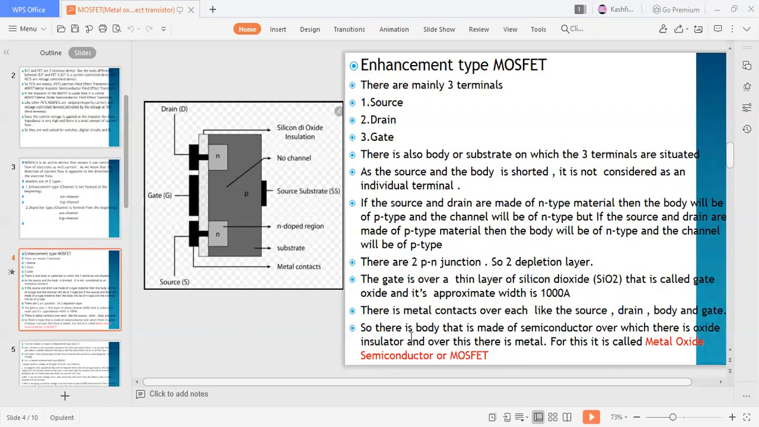So there is the body that is made of semiconductor, over which there is oxide insulator, and over this there is metal. For this it is called metal oxide semiconductor, or MOSFET. So here it is metal, then there is oxide, then there is semiconductor. So metal oxide semiconductor.